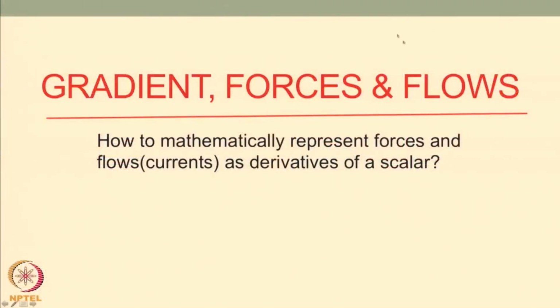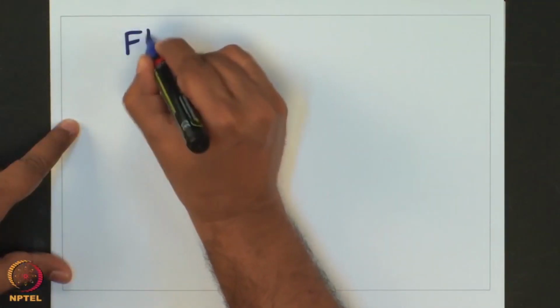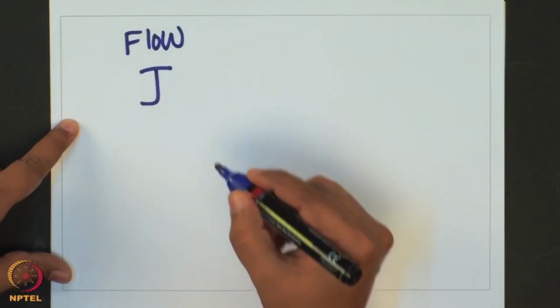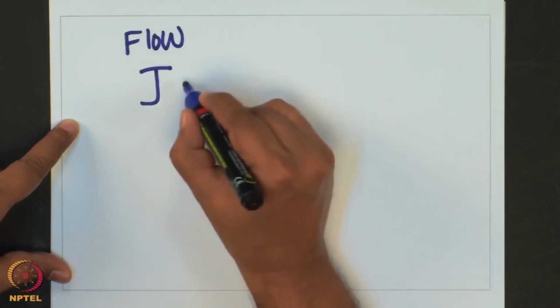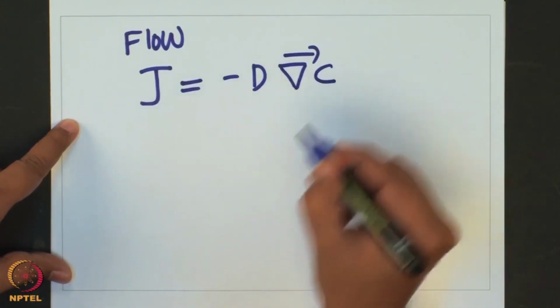So, the title is again gradient forces and flows, the second part of it, and we will again discuss how to mathematically represent forces and flows as derivatives of a scalar. We just learned about concentration gradient, and let us understand this a little bit more in the context of diffusion. So, what we stated is that the flow of proteins is equal to minus D del c.